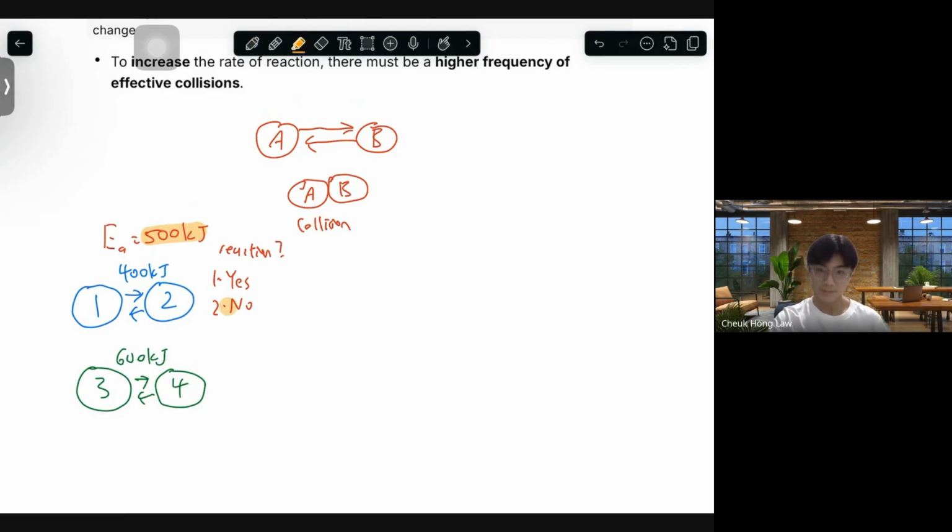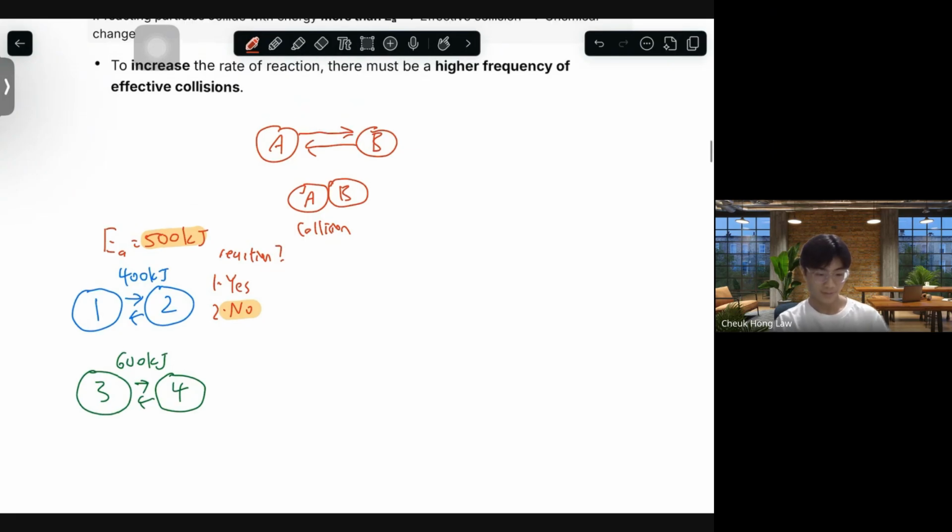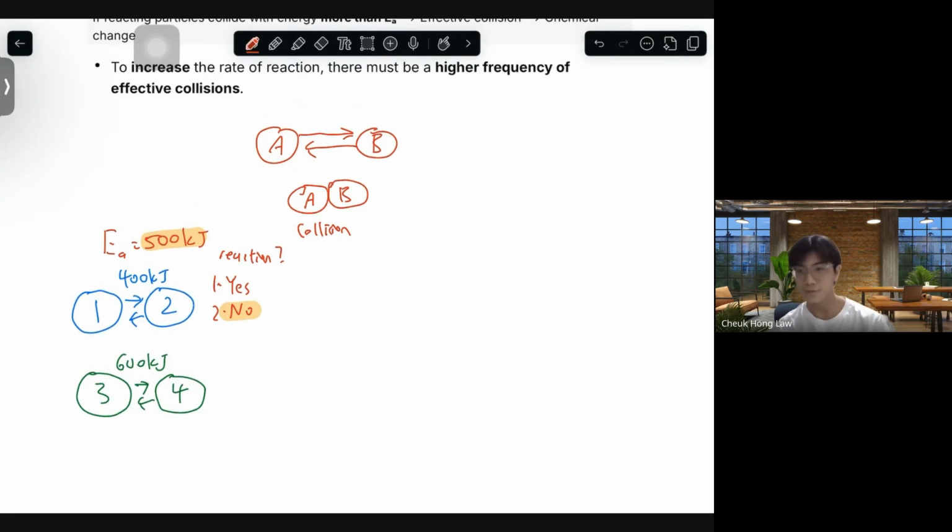Good. Most of you say no. So there will be no reaction, because they collide with 400 kilojoules of energy only. 400, of course, is lesser than 500. So if it's lesser than the activation energy, there will be no reaction.